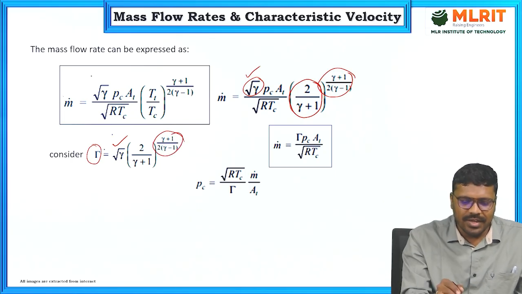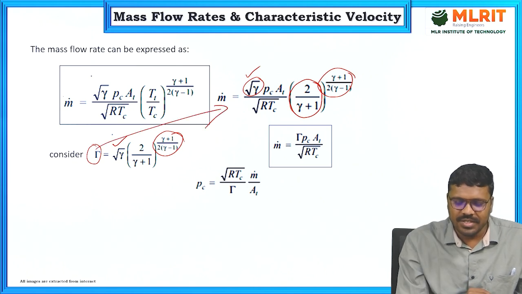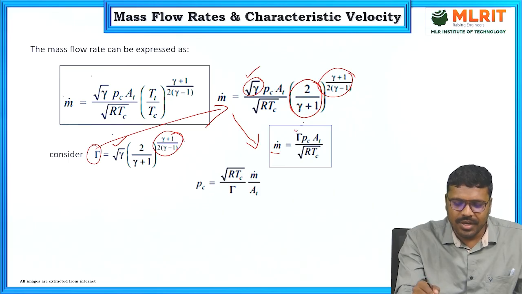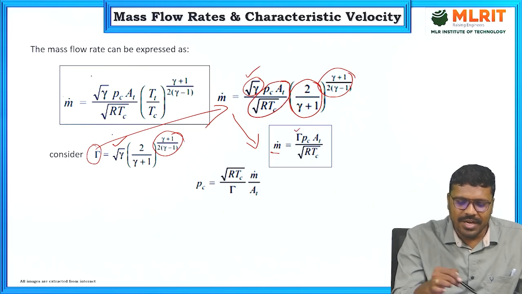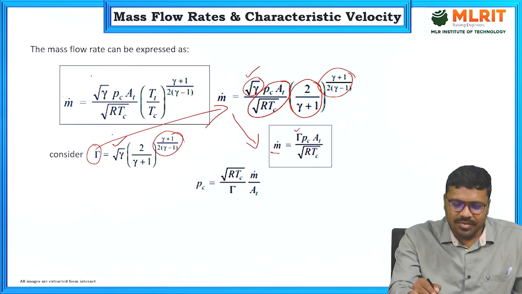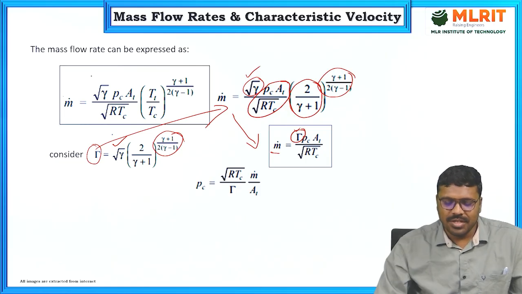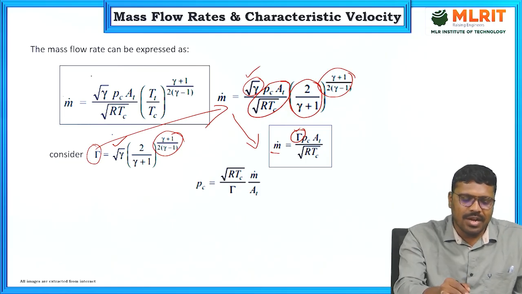So finally, if I substitute tau here, then m dot is equal to tau into the only remaining terms, Pc At by under root R Tc. So what is this tau? This tau is a parameter in terms of gamma.